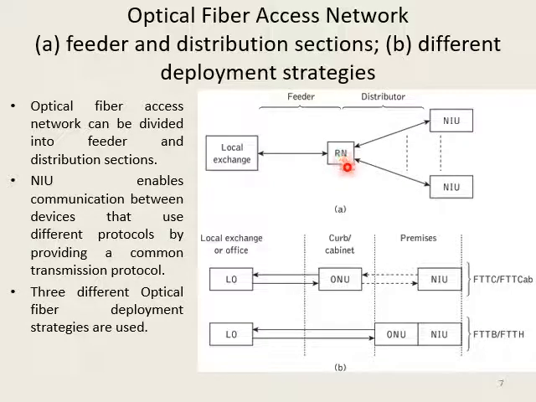So one is going to be feeder, another one is going to be distribution. So optical fiber access network can be divided into feeder and distribution section, that is what I just mentioned. And NIU is nothing but the network interface unit, which enables the communication between devices that use different protocols by providing a common transmission protocol.